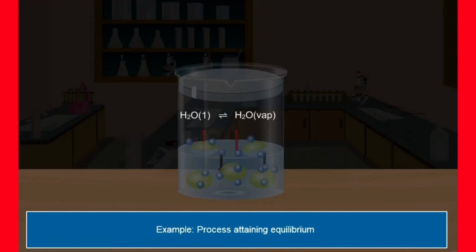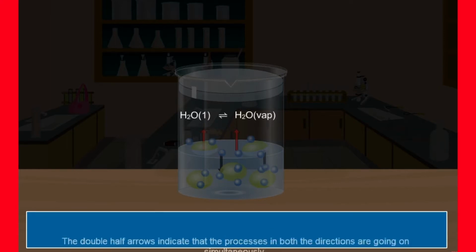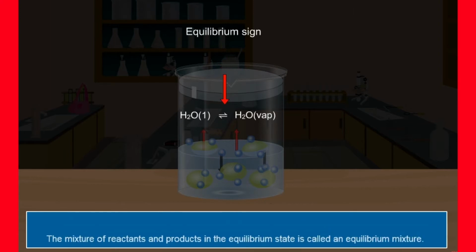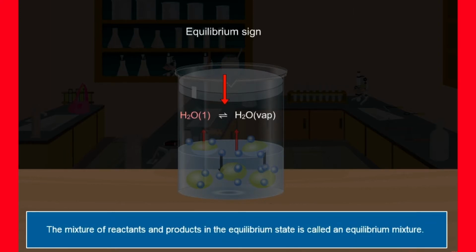The given reaction is an example of process attaining equilibrium. The double half arrows indicate that the process in both the directions are going on simultaneously. The mixture of reactants and products in the equilibrium state is called an equilibrium mixture.